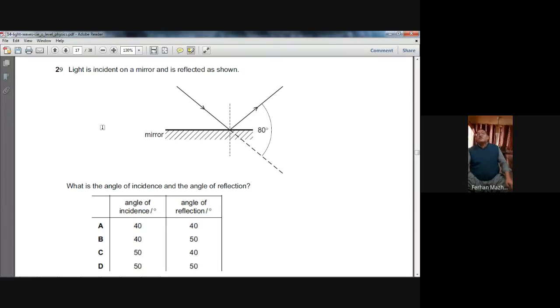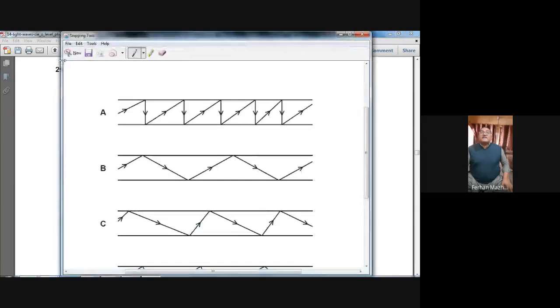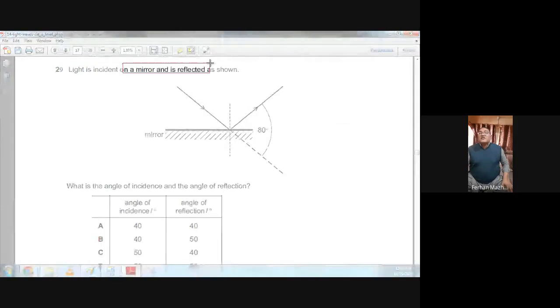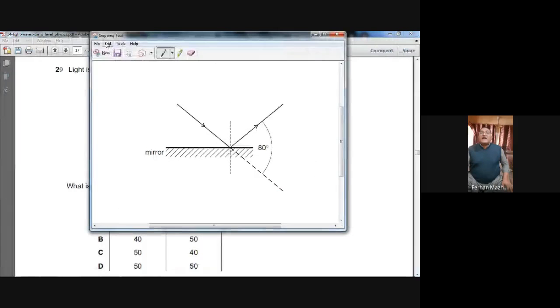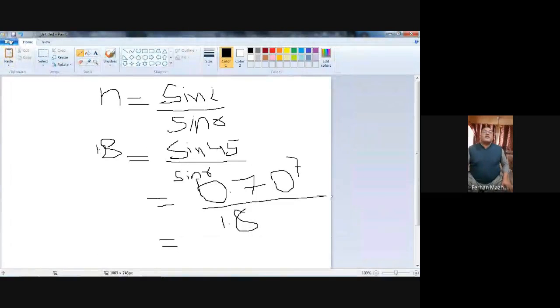Let's see the question. Light is incident on a mirror and is reflected as shown. What is the angle of incidence and angle of reflection? Let me copy this and take it to the paint so you can understand how actually we work. The question is, what is the angle of incidence and angle of reflection? Let us bring it here.